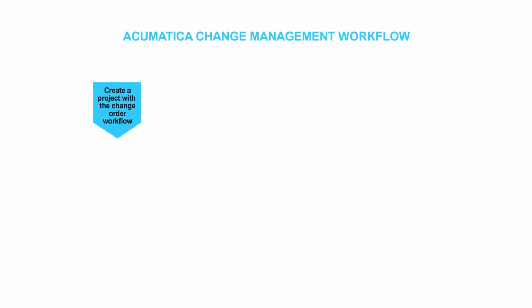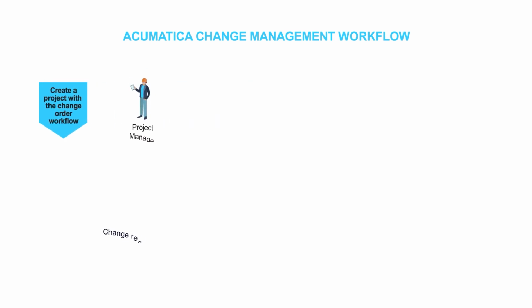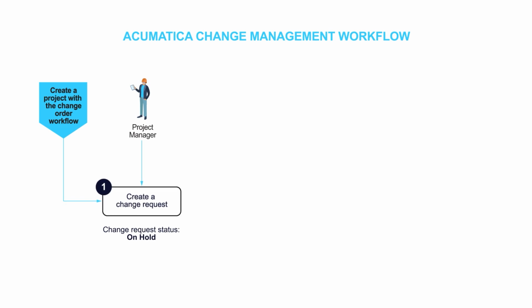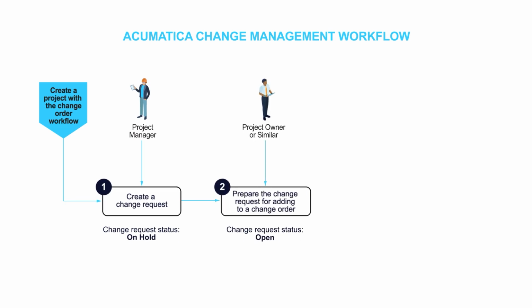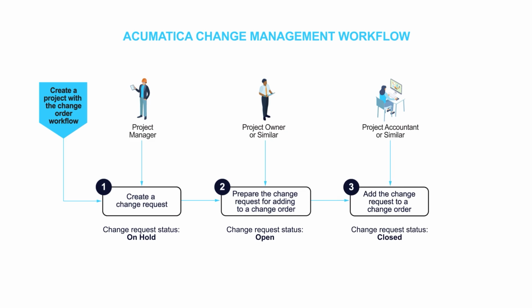The Acumatica change management workflow starts with an on-hold change request. The request is then converted into an open status for review by the project manager, who may request additional information and deny or approve the change. Approved changes are fully documented within the application, providing an audit trail for future reference.